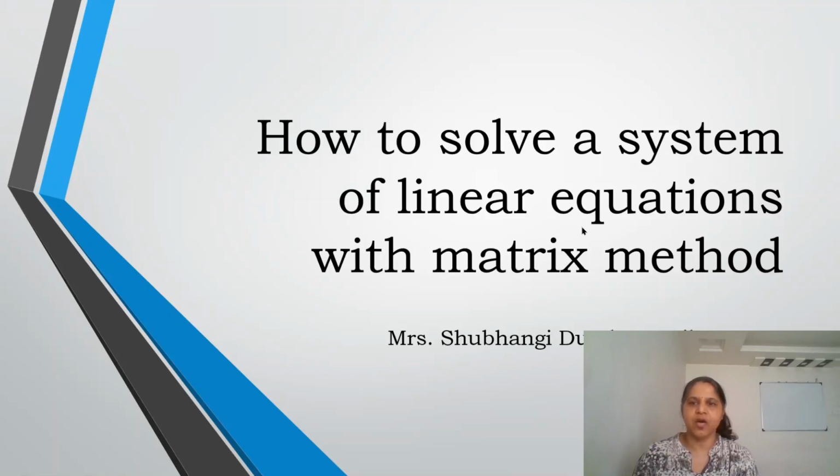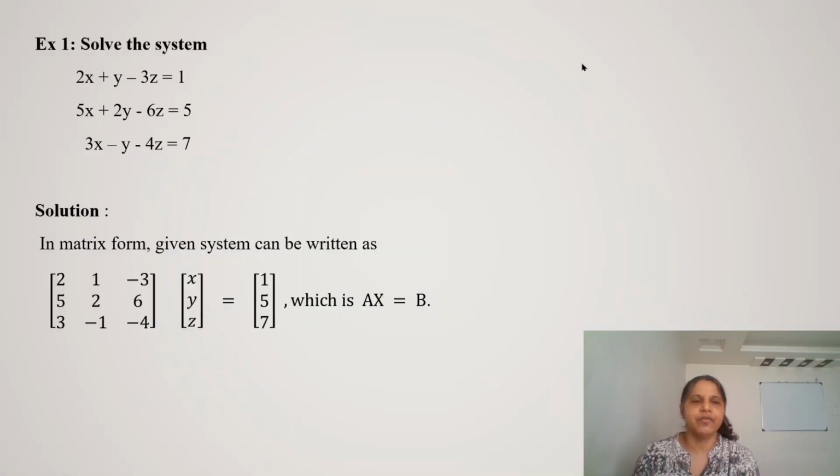We shall see how to solve a system of linear equations with the matrix method. Here we have an example: 2x plus y minus 3z equal to 1, 5x plus 2y minus 6z equal to 5, 3x minus y minus 4z equal to 7. First of all, we shall write down the system in matrix form.